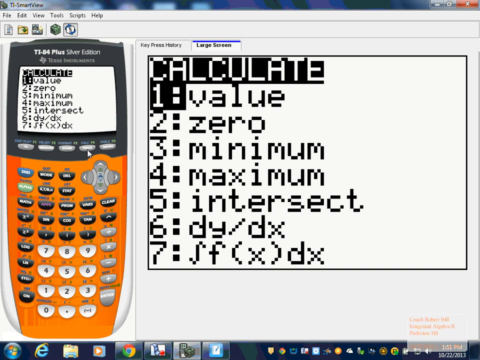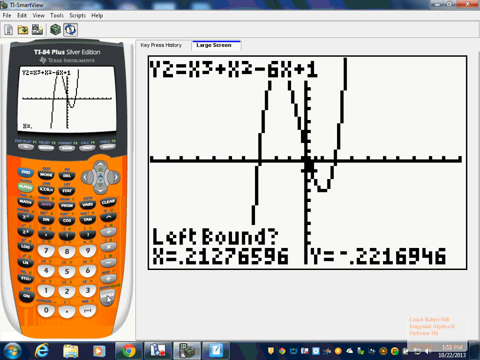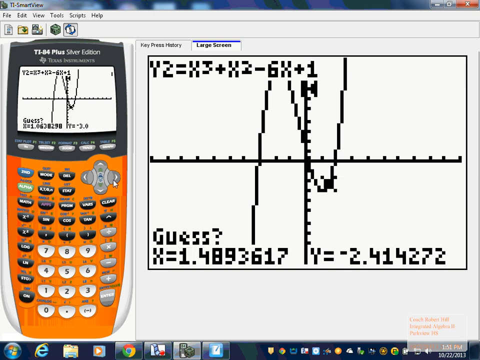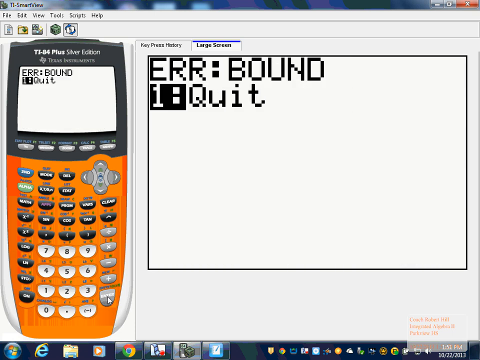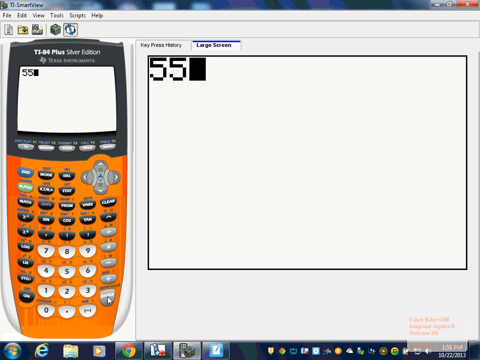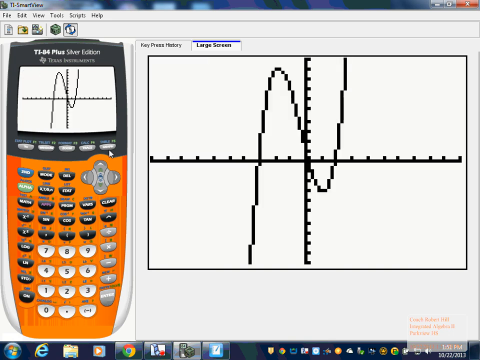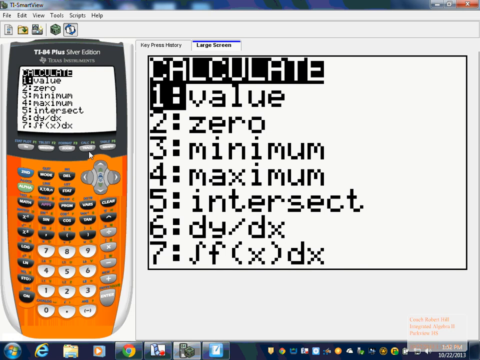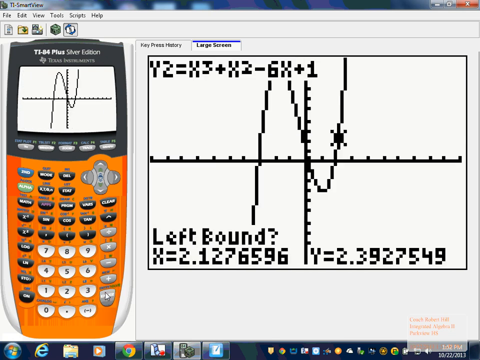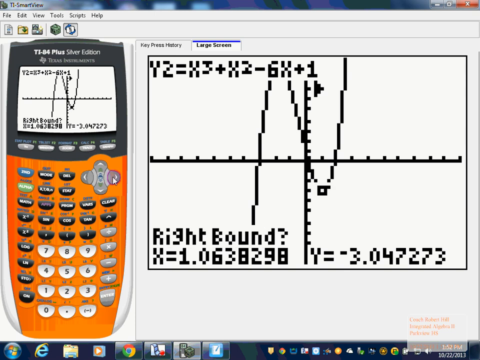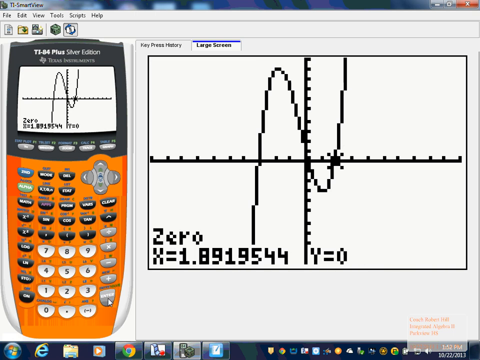Second, calculate. I need the zero. I'm to the left of it. Got to get to the right of it. Man, second, calculate. Now I got to start all that stuff up. I don't got to start all of it. Forgive me. Got to get to the left of it. Got to get to the right of it. 1.89. And that's my zeros.